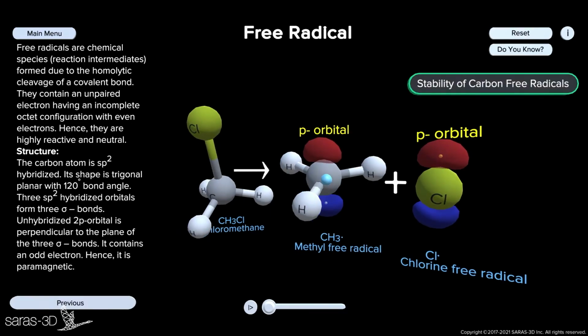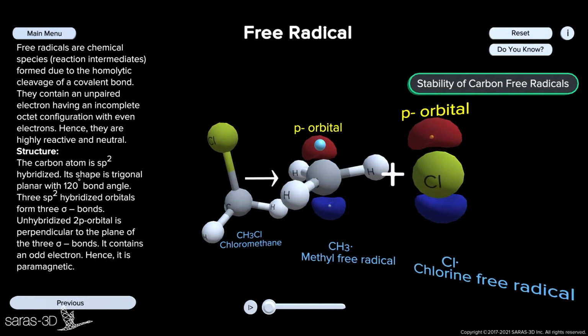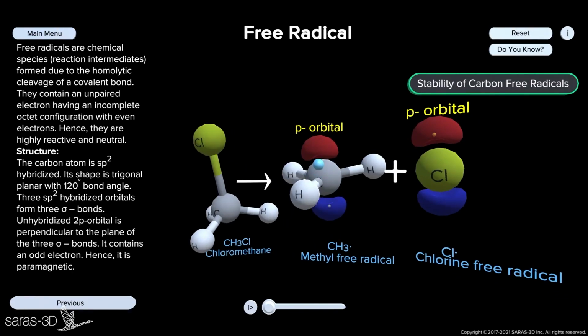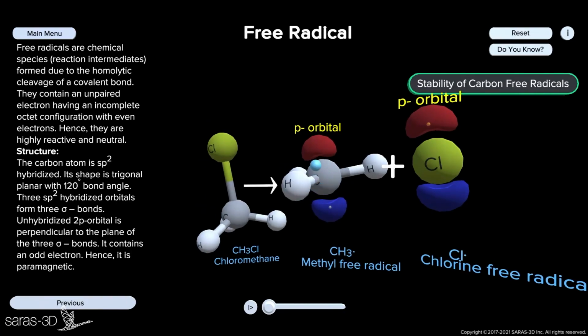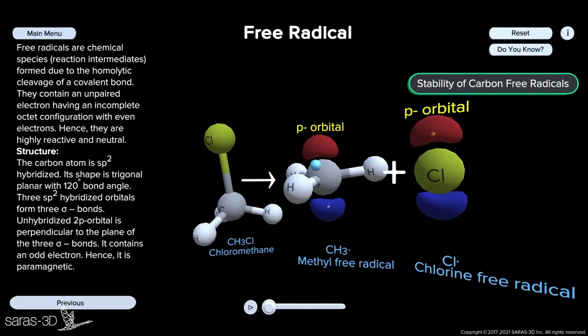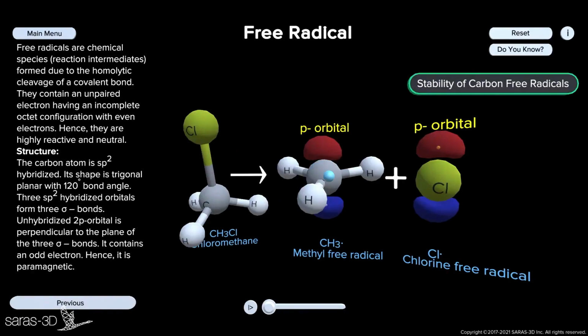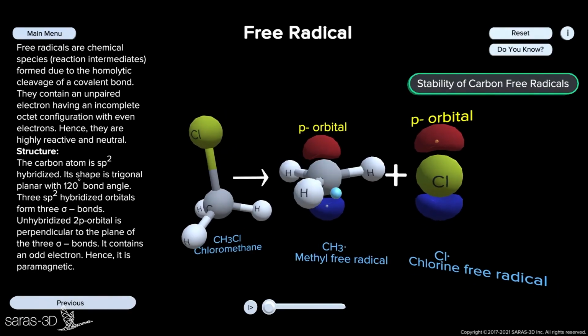Alright, now what is left? One unhybridized 2p orbital is left, okay, and that is perpendicular to the plane of these 3 sigma bonds, as we can see here. Now this unhybridized p orbital has got an odd electron, as we can see here. So we know this is going to be paramagnetic. Why paramagnetic? Because it has got one unpaired electron.